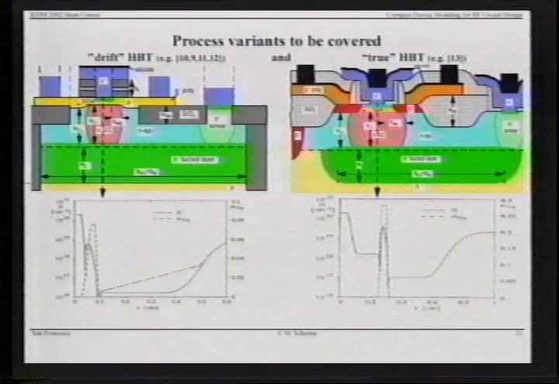Talking about bipolar processes, which you all have to capture with a single model, the previous talk already went through what we call a drift transistor in various designs, where we have a highly doped emitter, a moderately doped base, and a graded germanium profile.